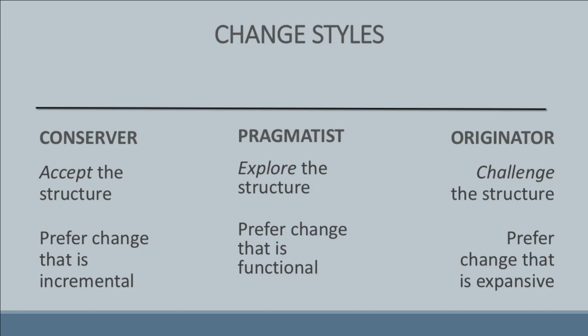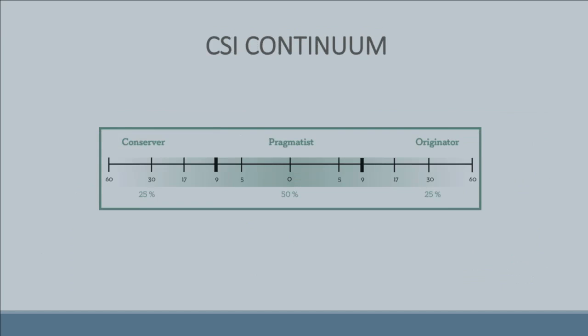And so the CSI asks questions that actually put you on this continuum line about your general approach to change. The output of the assessment gives you lots of good, rich information about these styles and how to interact with the different styles. But the basic output of the data is on this scale.